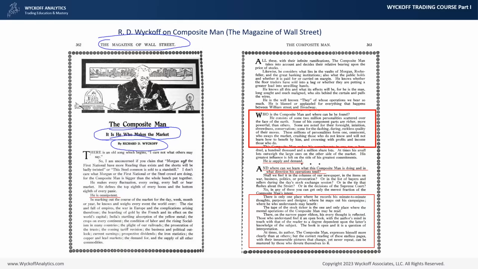And where is the big money? Is it in the public? No. Is it among the institutions? Yes. So let's read the definition of who the composite man is and where he can be found, written by Wyckoff himself. He consists of some 2 million personalities scattered over the face of the Earth. I would say maybe at that time this was the number of traders, or maybe the number of institutional traders. Some of his component parts are richer, more powerful than others. Okay, so right away we would be thinking of some kind of institutional traders. Some are noted for their foresight, intuition, shrewdness, conservatism. Okay, maybe analysts.